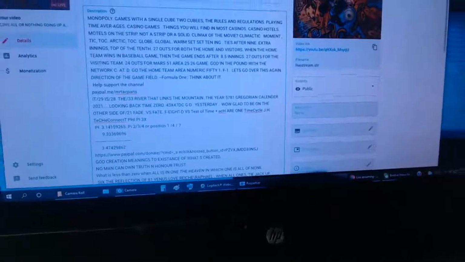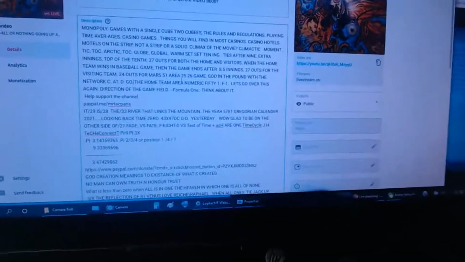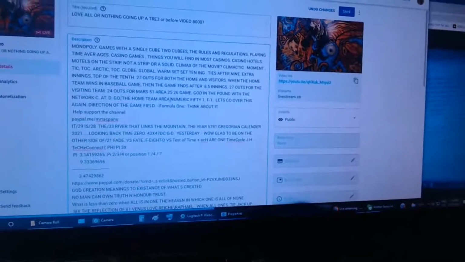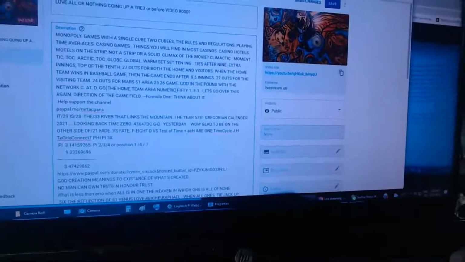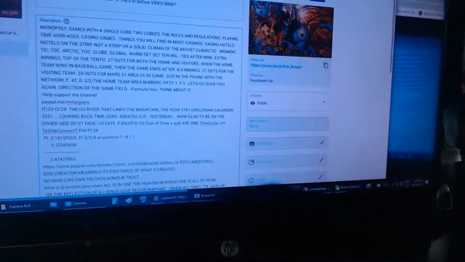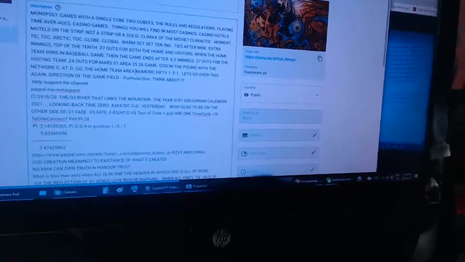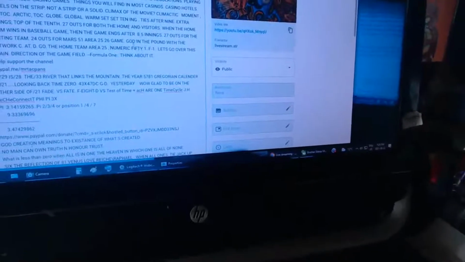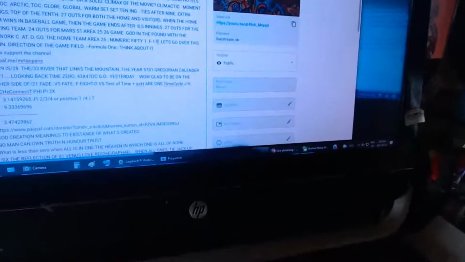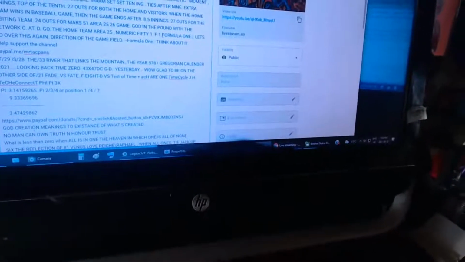There you go. The home team area, numeric. The home team area, numeric. Okay, area 25. Numeric equals 51. 51. This, okay, is where I got Formula 1. That's when I got the Formula 1.